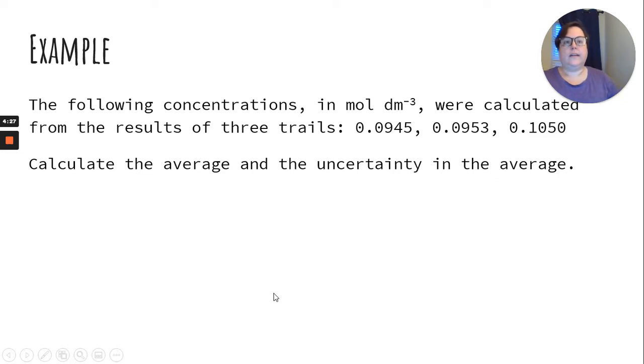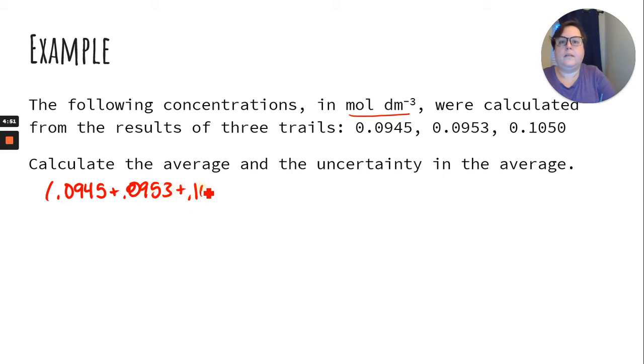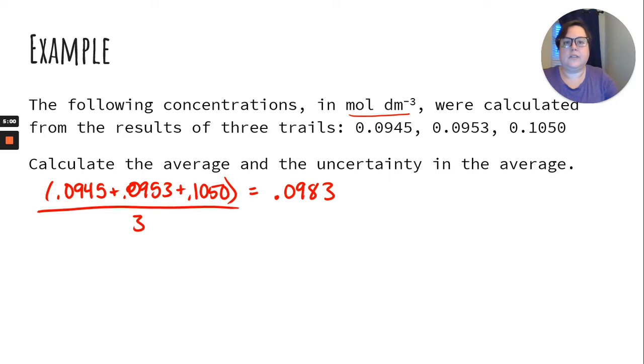So if we look at our example here, we're doing an average for concentration. So here's our units of concentration and then our 3 measurements. So to find the measurement or the answer, quote unquote answer, we would take our 3 values and add them together and divide by 3 since we're given 3 values. So it would be 0.0983 moles per decimeters cubed.